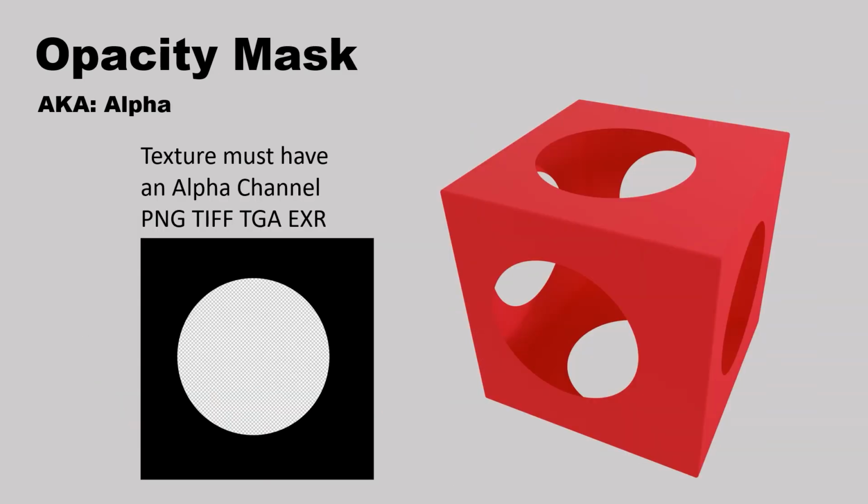You can also use an opacity map, except that you need the texture to have an alpha channel. So PNG and those other ones there are what you need. You need that transparent alpha channel to actually make this work. So you can't use a JPEG. White is not the same thing as transparent.